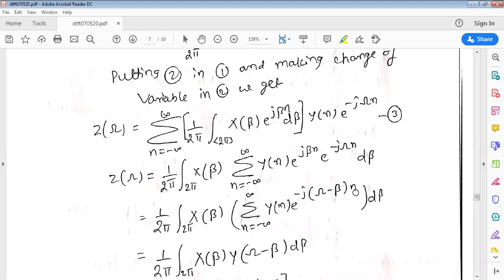Did you follow the step? Or any doubt here in the step, equation 3 and the subsequent two steps? Any doubt? Did you follow?